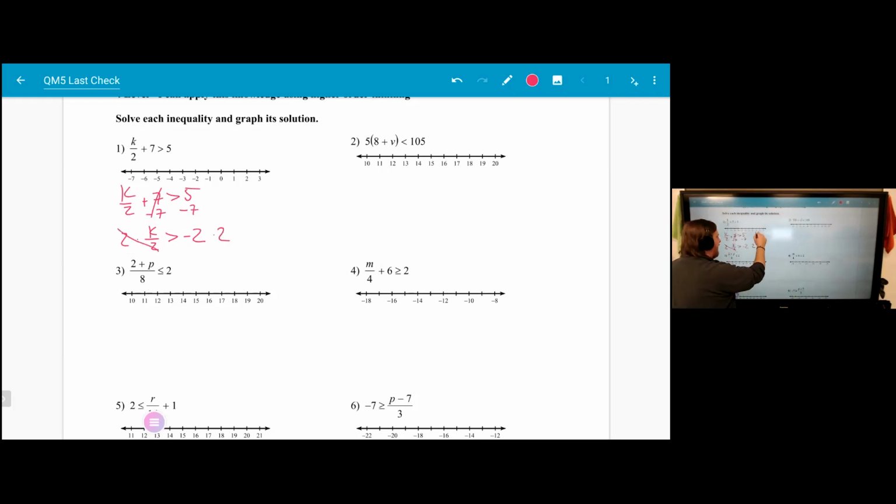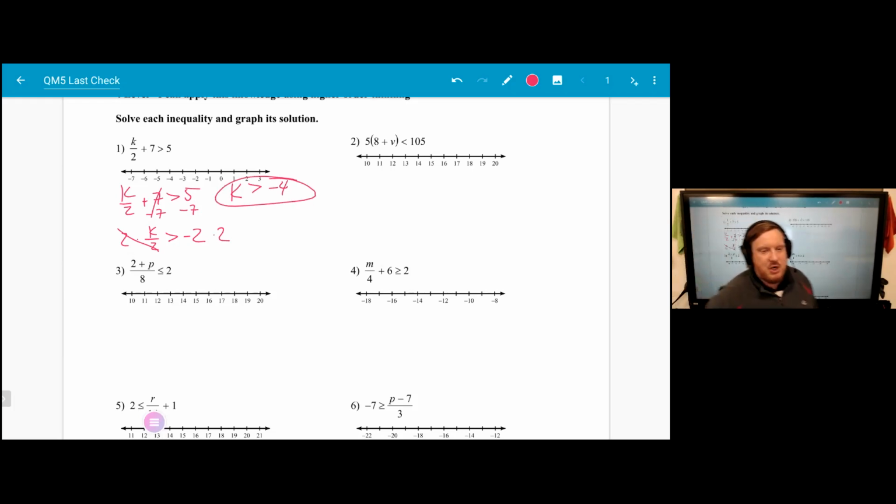On the left-hand side, I just have k. On the right-hand side, I have negative 4. And I have k is greater than negative 4. Mr. Brayman, why did you not change the inequality symbol? Because I did not multiply by negative 2 on both sides. I multiplied negative 2 times a positive 2, but because I multiplied times a positive value, I keep the inequality symbol the same.